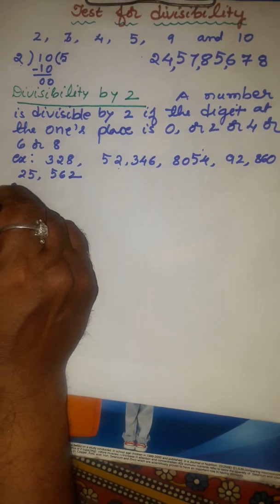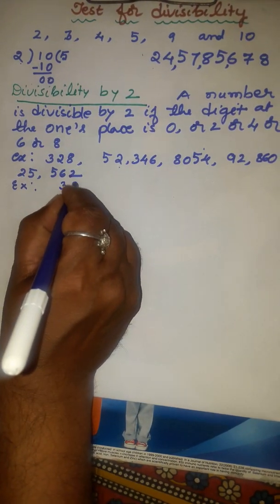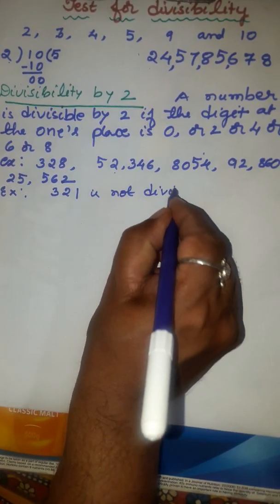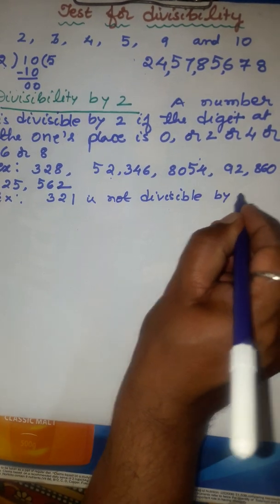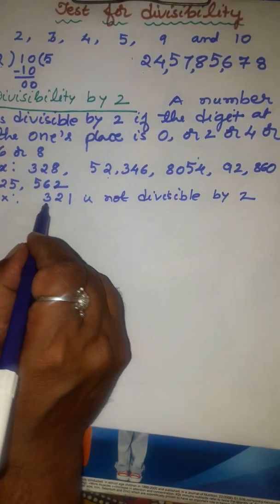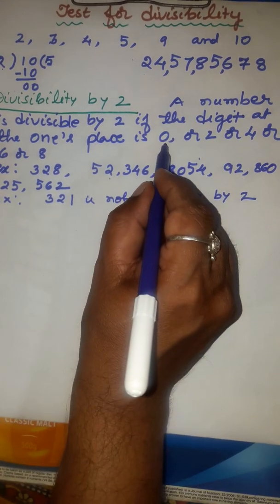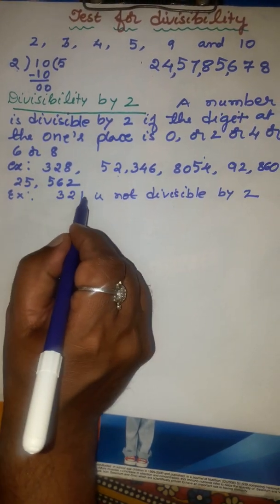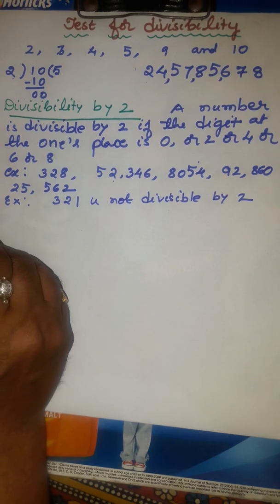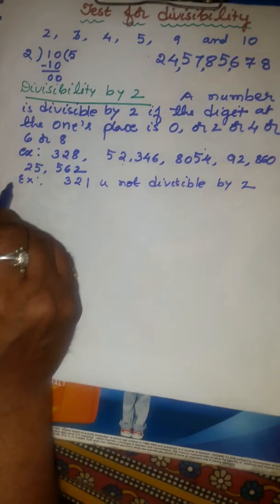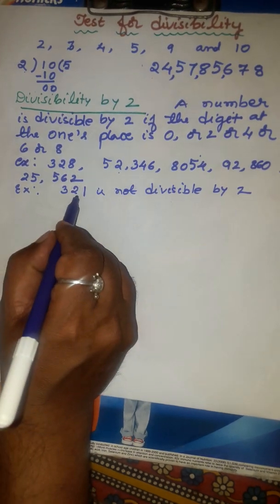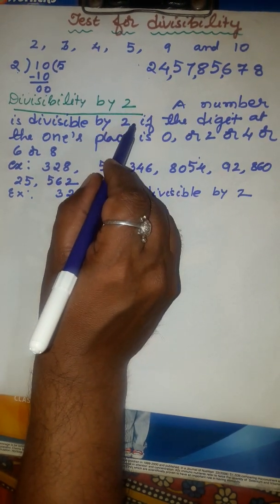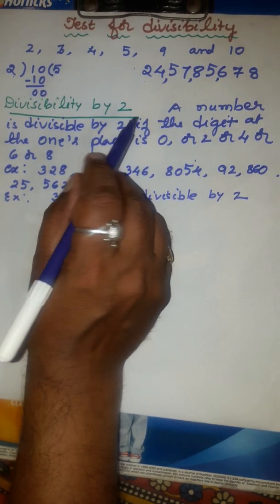And another example I am going to give you, 321. Here 321 is not divisible by 2, because in this number we don't have either 0, 2, 4, 6 or 8, we have 1. So 321 is not divisible by 2. So it is an easy thing for us to know whether this number is divisible by 2 or not. So having learnt the divisibility by 2 rule, let us move to another divisibility rule, that is divisibility by 3.